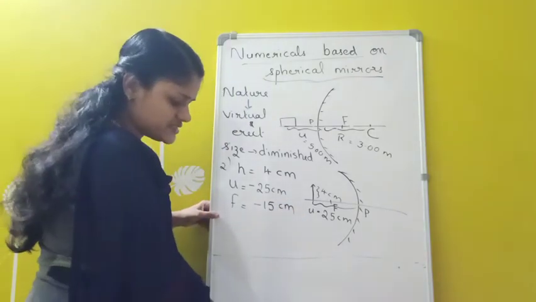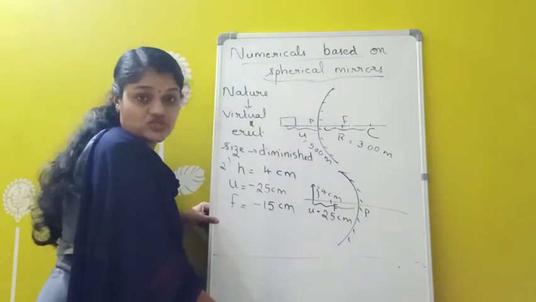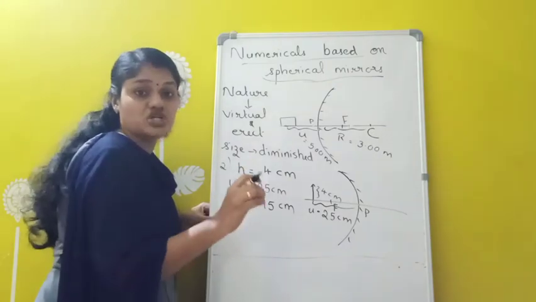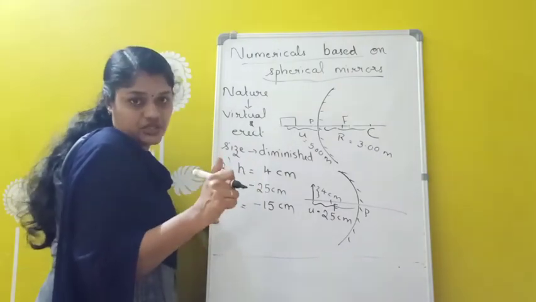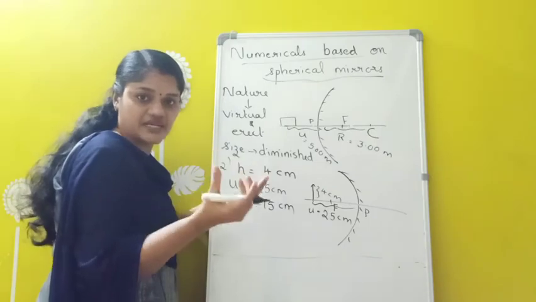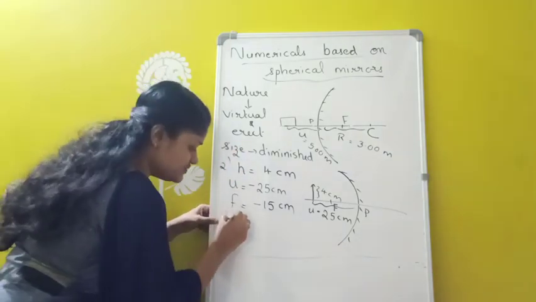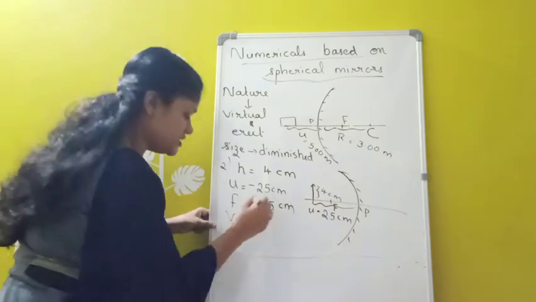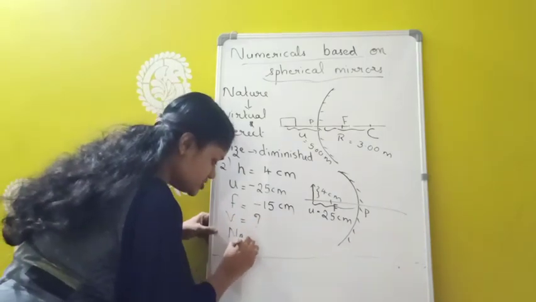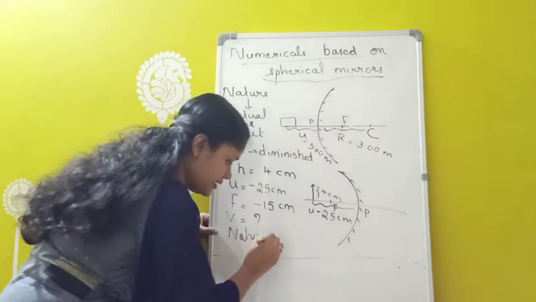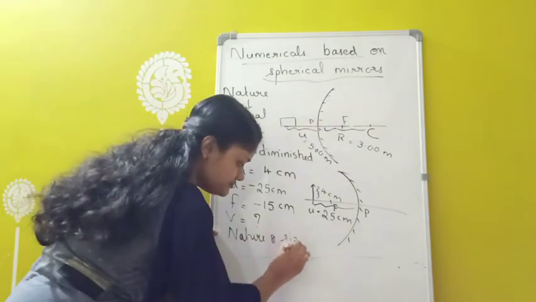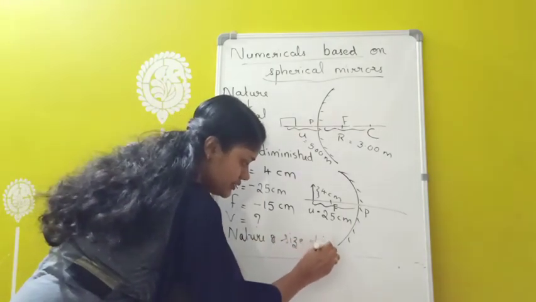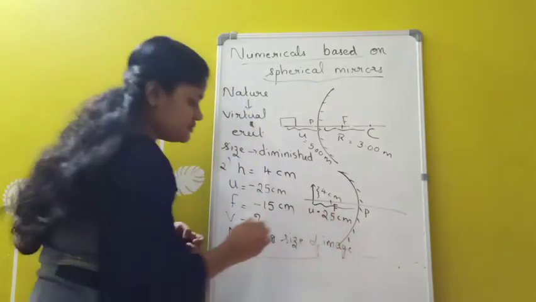Then at what distance from the mirror should a screen be placed? So we have to find the position of the image. So where we are getting the image. So where we are placing screen means where we are getting the image. That means image distance v we have to find out, as well as we have to find the nature and size of the image. So v as well as nature and size of the image. So this much we have to find out.